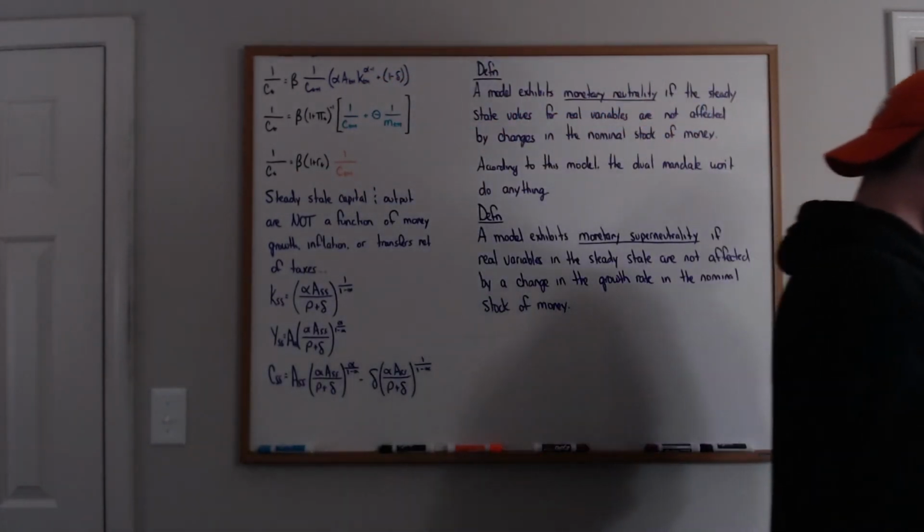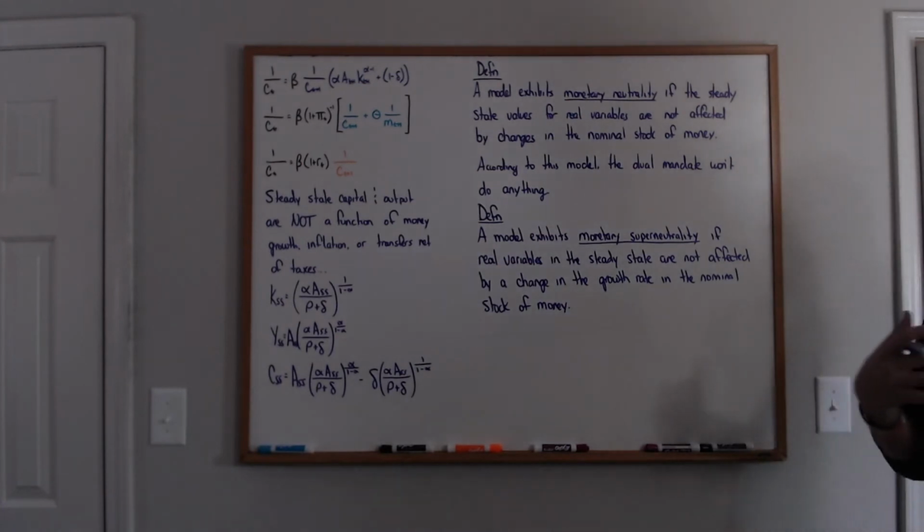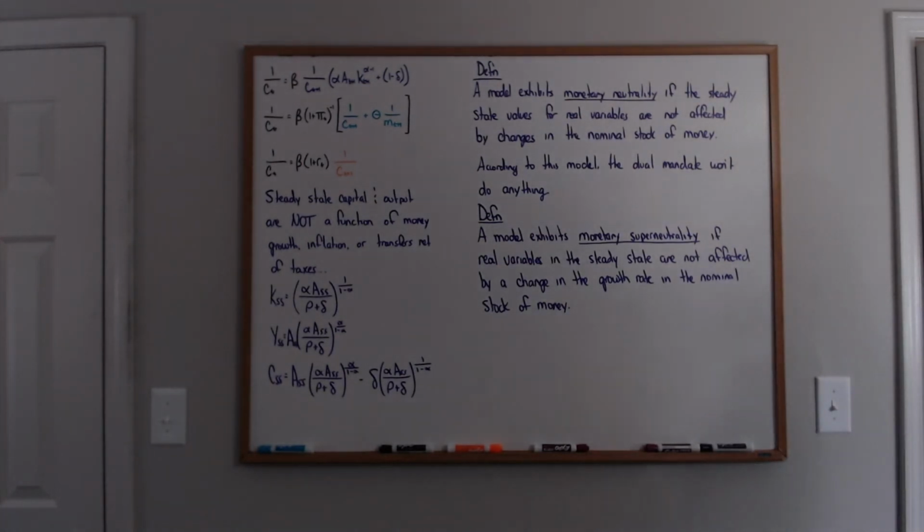So monetary neutrality says if we change the level of nominal money balances in the economy, we will see absolutely no change in real variables in the steady state. Monetary superneutrality says that if we were to change the growth rate in the nominal stock of money, again, there would be no change in any of the real variables in their steady states.